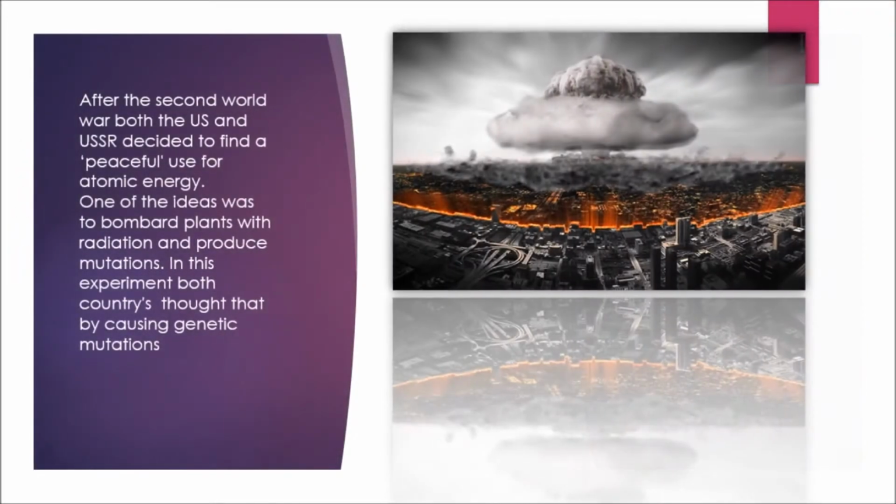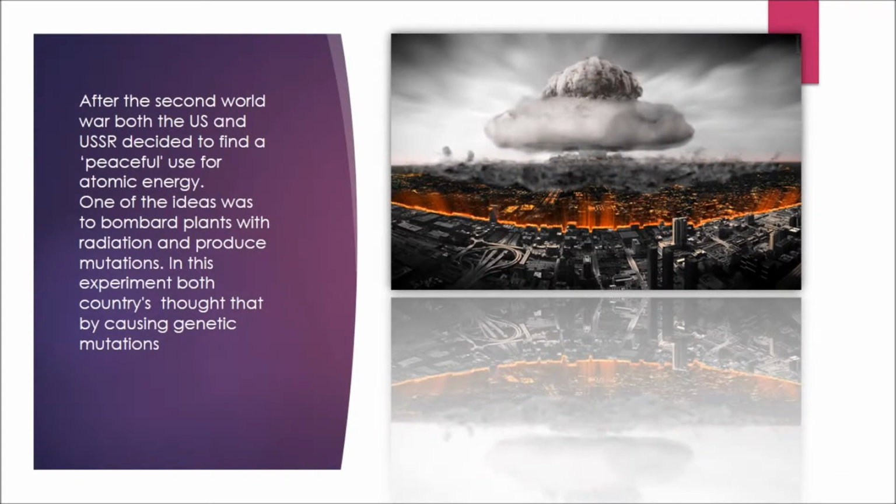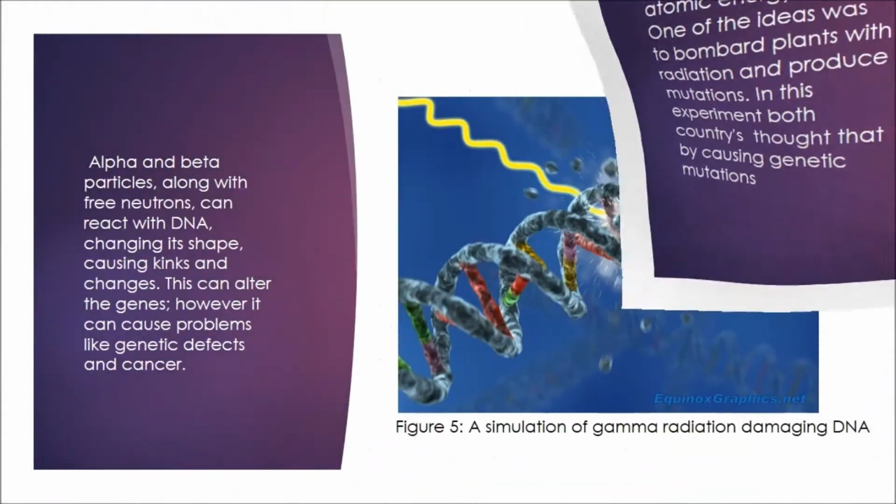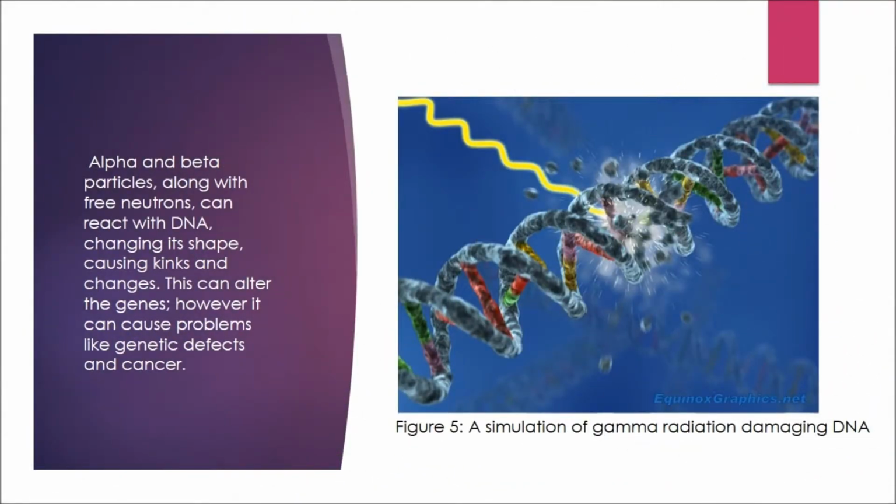After the Second World War, both the United States and the Union of Soviet Socialist Republics decided to find a peaceful use for atomic energy. One of the ideas was to bombard plants with radiation and produce mutations. In this experiment, both countries thought that by causing genetic mutations, alpha and beta particles, along with free neutrons, can react with DNA, causing kinks and changes in its shape that can alter the genes. However, it can cause problems like genetic defects and cancer.